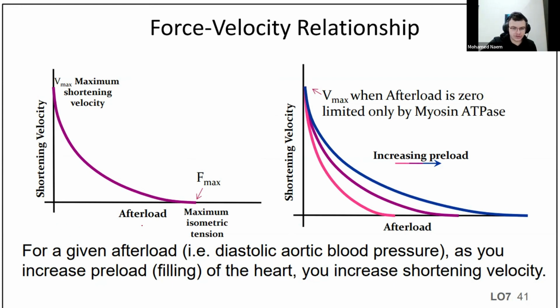And the afterload is the force that we're working against. So when the shortening velocity is at maximum, the muscle is contracting super easily, that means the afterload is zero. There's no afterload. If I do this, there's no afterload, my muscle will contract easily. But if I try to lift, for example, this cup, there is an afterload, so my muscle won't shorten as fast, won't contract as fast. Is this clear?